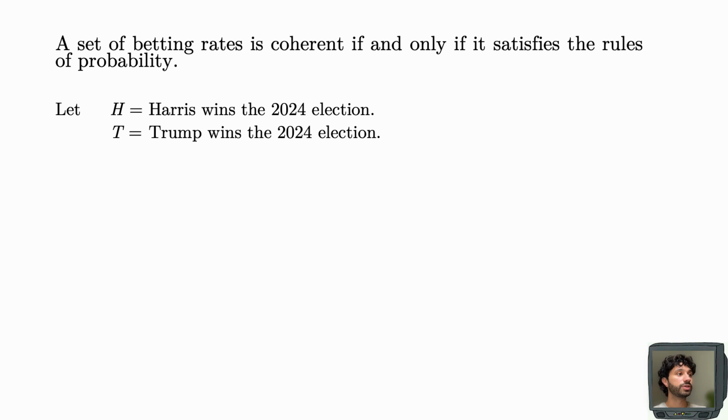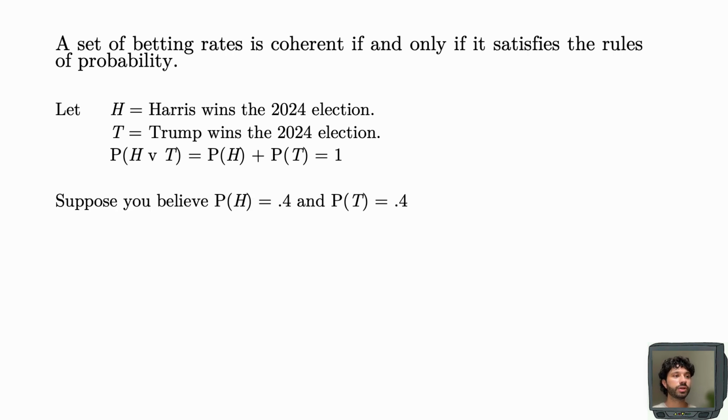Let the following two propositions be: H is that Harris wins the 2024 election, and T is that Trump wins the 2024 election. And let's also assume that the probability of H or T is equal to 1. Why can we do that? Well, because they're mutually exclusive, right? It can't be that both Harris and Trump win the election. Only one of them can win. And there are other third-party candidates, but for the sake of this example and simplicity, let's ignore that fact. These are the two candidates, and one of them is going to win, and you know that.